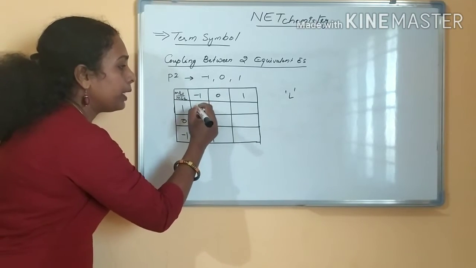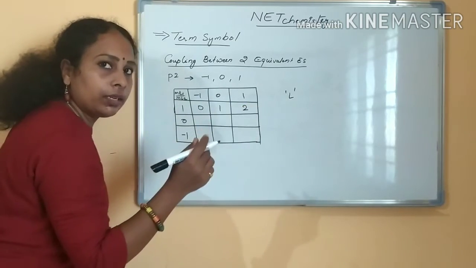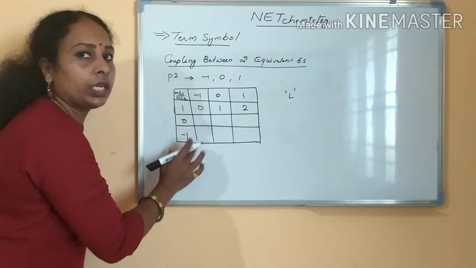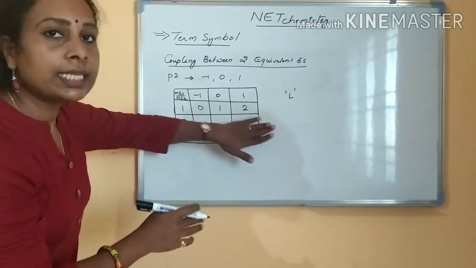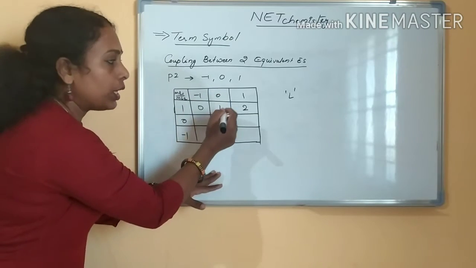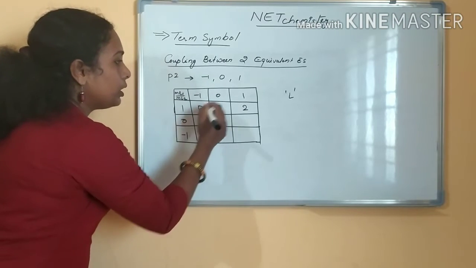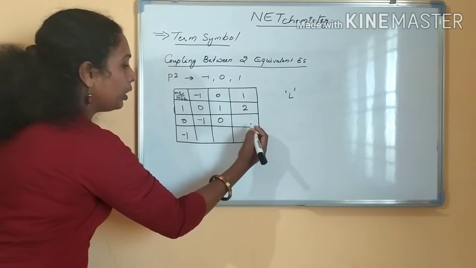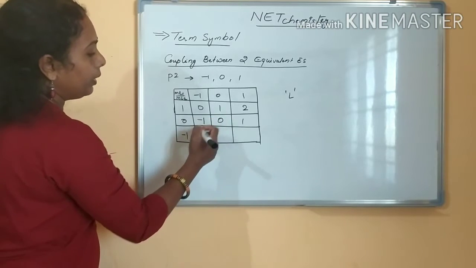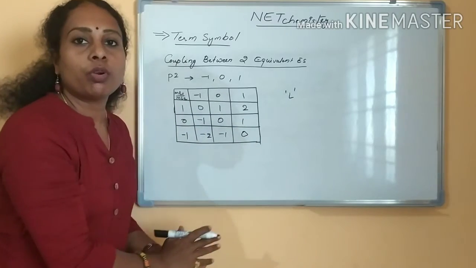1 minus 1, you will get 0. 0 plus 1, you get 1. 1 plus 1, you get 2. Clear? So I am adding up the horizontal L and vertical L that I have written; I am just doing the summation. 1 minus 1, 0. 1 plus 0, 1. 1 plus 1, 2. Likewise, 0 minus 1, what is it? -1. 0 plus 0, 0. 0 plus 1, 1. Then -1 minus 1, -2. -1 plus 0, -1, and 0. This is the table we have got, right?